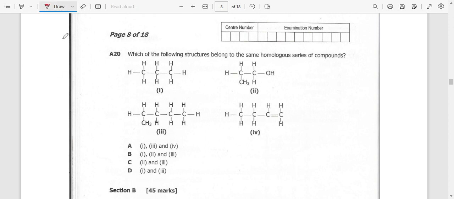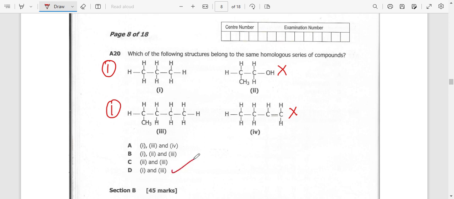Okay, the last question here. Which of the following structures belongs to the same homologous series of compounds? Same homologous series. Now, if you're talking about homologous series, what you are saying is, are they alkanes, alkenes, or alcohols? So you can see this one here is an alkane because it has got only carbons and hydrogens. This one is not an alkane. And then this one down here is also an alkane. This one is an alkene. So 1 and 3 belong to the same homologous series. So the answer is D.